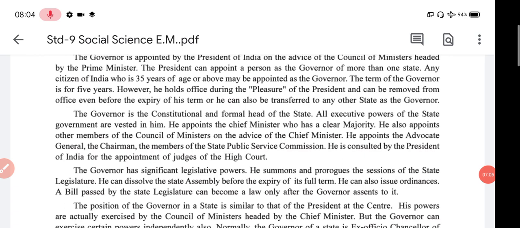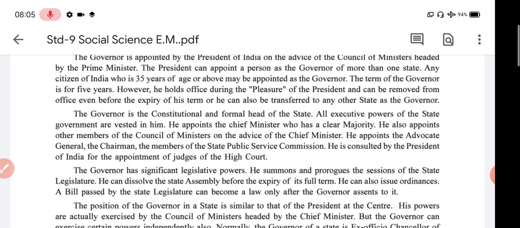Please underline: the governor is the constitutional and formal head of the state. All executive powers of the state government are vested in him. Most of the powers of the state government are transferred to the governor. He appoints the CM, the chief minister, who has a clear majority. He also appoints other members of the council of ministers on the advice of the chief minister.